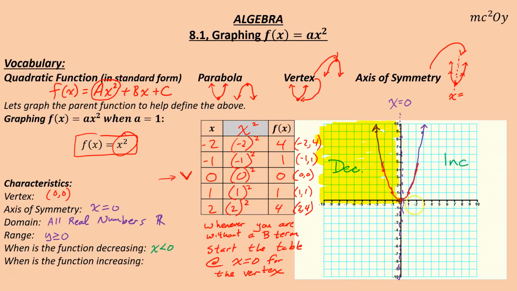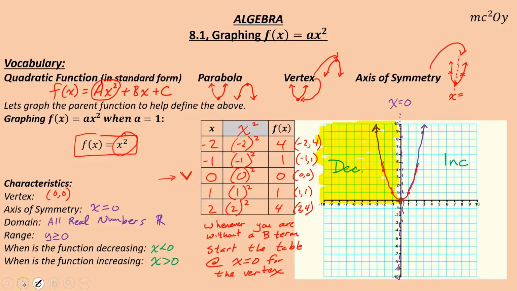When x was bigger than 0, I'm increasing. When x actually equals 0, well, notice I'm at 0. Nothing's happening. I'm at a level ground. Okay, I'm at the bottom. That's how we deal with that.